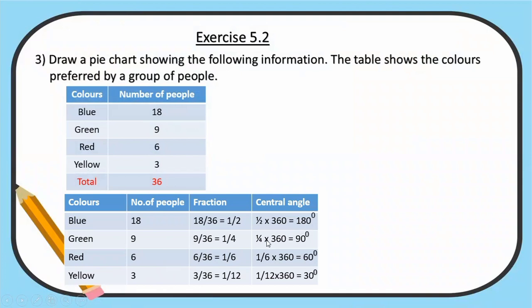Then the second is 1 by 4. So 1 by 4 into 360 is 90 degrees. 1 by 6 into 360, 60 degrees. 1 by 12 into 360, 30 degrees.